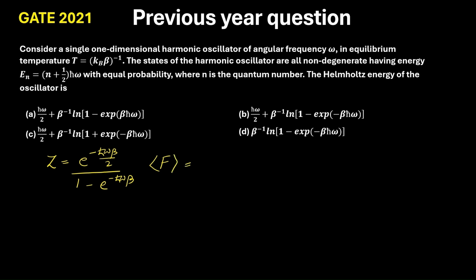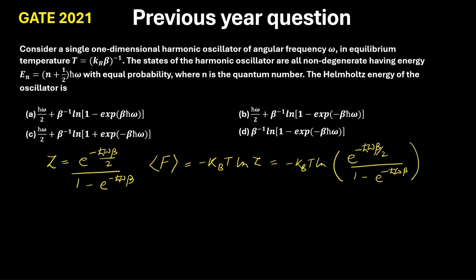This is equal to minus kBT log of the partition function. So if I substitute this, see here I'm not using the sine hyperbolic form because the options are in the form of exponential. That is why I'm using the partition function in the exponential form. So it will be minus kBT log of e to the power minus h bar omega beta by 2 divided by 1 minus e to the power minus h bar omega beta.